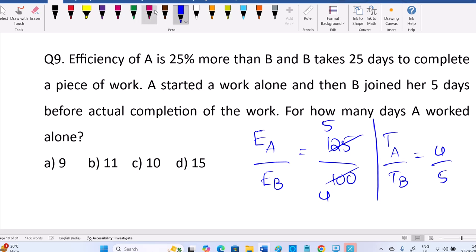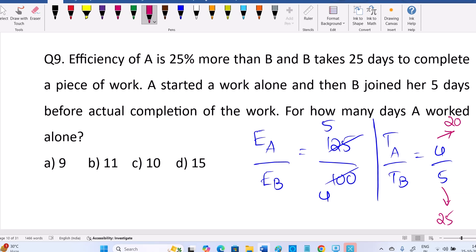Now, what is A's timing? This is related to 25 days. 5 into 5 is 25, then that is 4 into 5. So they could give directly that A will complete the work in 20 days, B in 25 days. But they have not given it. This is where they added the efficiency part, then we need to crack it.